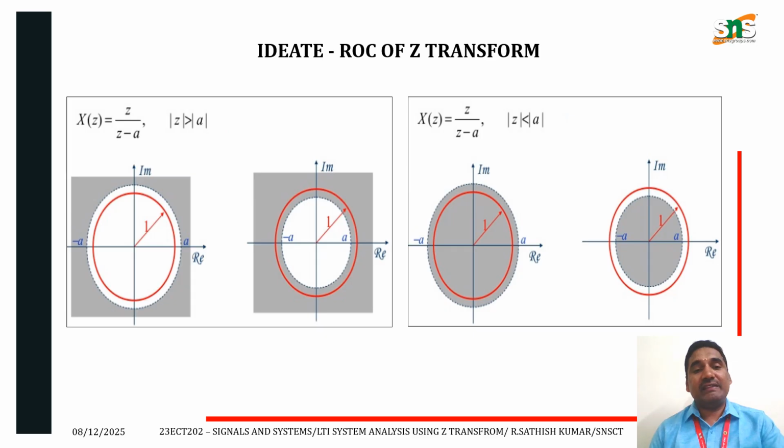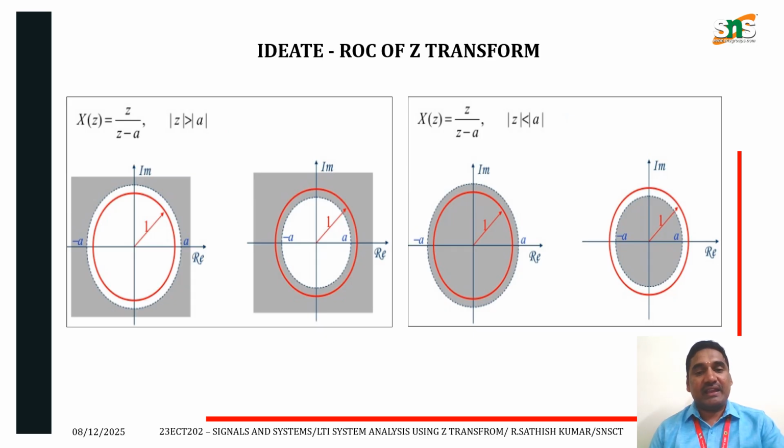Next one, how to find the ROC of the Z transform. X of z is equal to z divided by z minus a, when modulus of z is greater than or equal to modulus of a. It can be represented as 1, meaning the outside of the circle is indicated by the ROC. Next one, minus a to plus a, meaning less than 1, the inside of the circle represents the ROC.